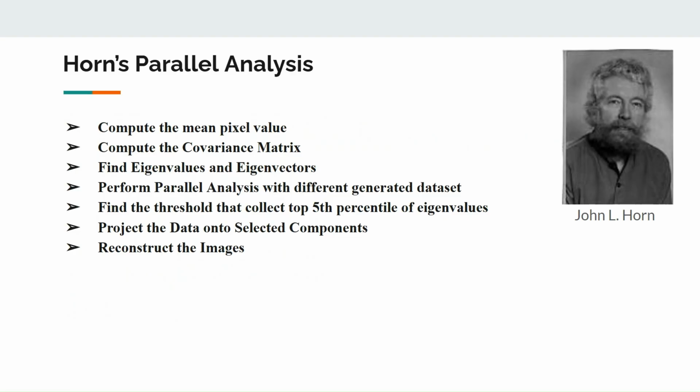To further automate component selection, we use Horn's parallel analysis. First, we compute the mean pixel value and the covariance matrix of the centered data, then find the eigenvalues and eigenvectors, which indicate the variation each component captures. We then permute the data multiple times to create random datasets and calculate their eigenvalues. We set a threshold at the top 5 percentile of these permuted eigenvalues, keeping only components whose actual eigenvalues exceeded this threshold. This ensures we retain meaningful patterns, not noise. Finally, we project the data onto the selected components when we reconstruct the images, balancing compression and quality.